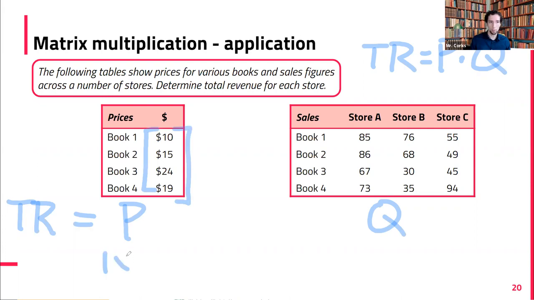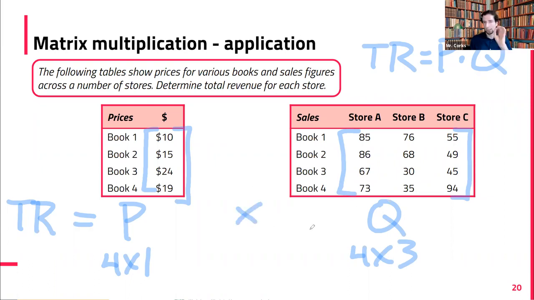This is a 4 by 1 matrix. Q here, just look at the numbers. That is a 4 by 3 matrix. Okay, so total revenue, we could do this, and we want to multiply P by Q. Almost. There's a problem here. The number of columns of the first matrix doesn't equal the number of rows of the second matrix. Okay, so the inside numbers don't match up. Can you see a way that we could fix that problem?